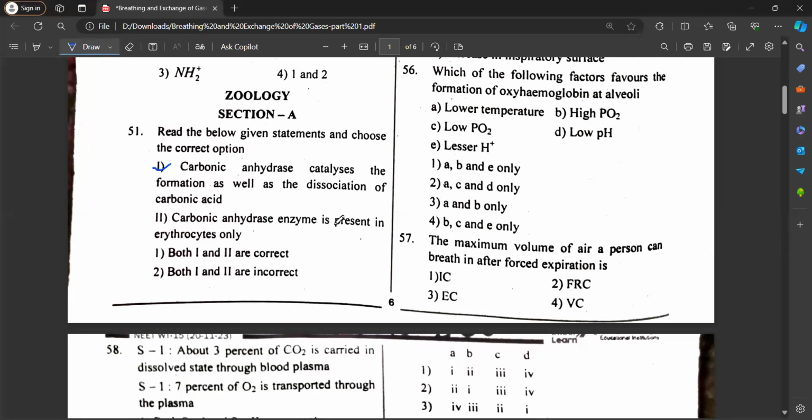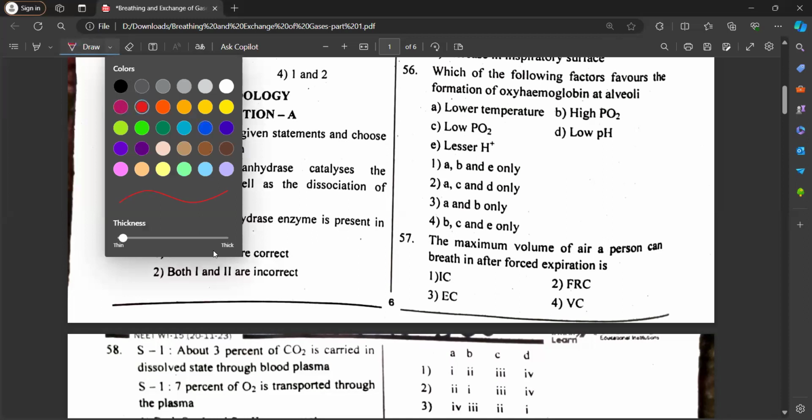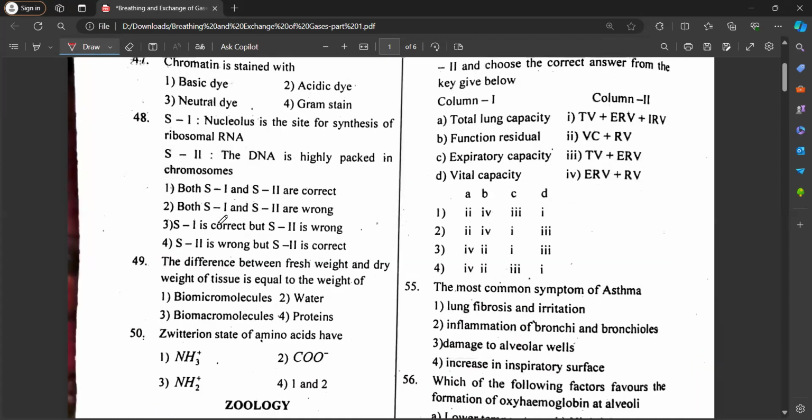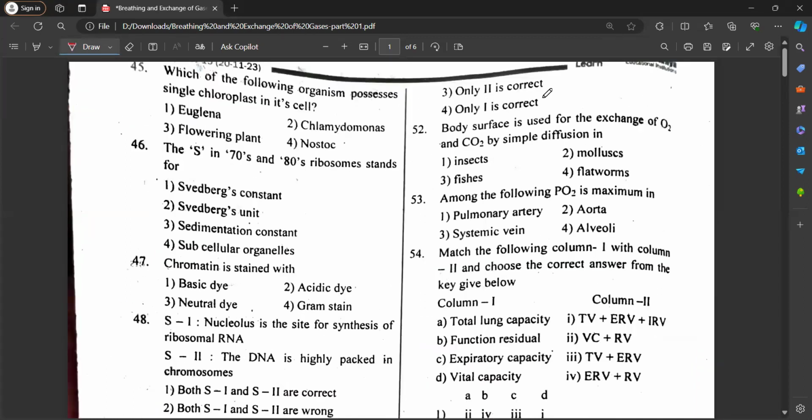Carbonic anhydrase enzyme is present in erythrocytes only. It is wrong, right? Carbonic anhydrase enzyme is also present in plasma too. It is present both in erythrocytes and plasma, abundant in erythrocytes, very little in plasma. Therefore, statement 1 is correct, statement 2 is incorrect. So, only one is correct, right? Only the first one is correct.